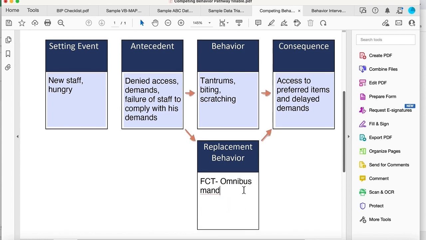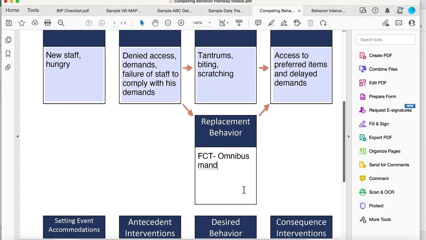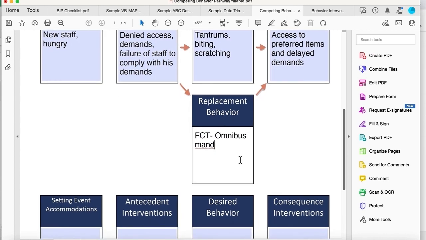So we'll use some sort of omnibus mand. It may not be My Way because he uses a communication device to communicate. So we'll have to give some thought as to what that's going to look like.